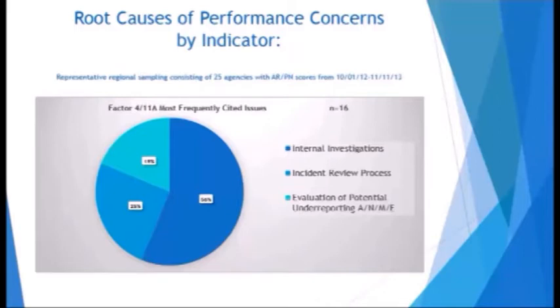In analyzing the data for factor 4 and 11A, of the 25 provider reports reviewed, the most issues were sorted into 3 categories based on common themes. There were a total of 16 probes, 9 of which fall under internal investigations, 4 categorized as incident review process, and 3 of those citations fell under evaluation of potential underreporting of assault, neglect, mistreatment, and exploitation.